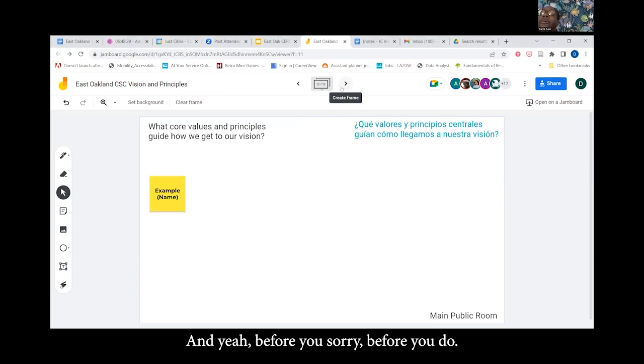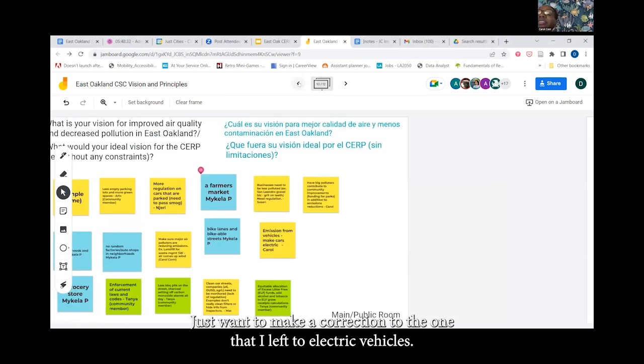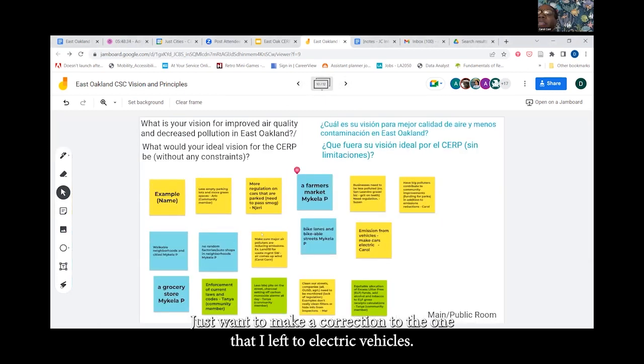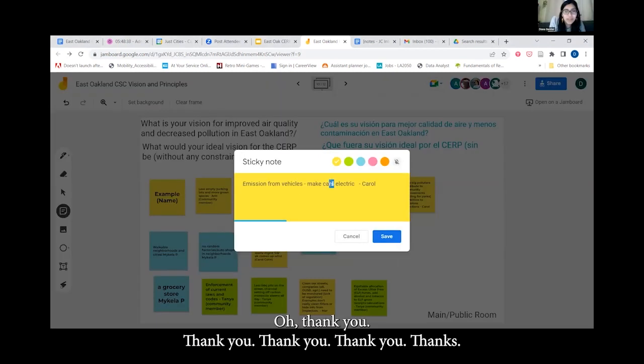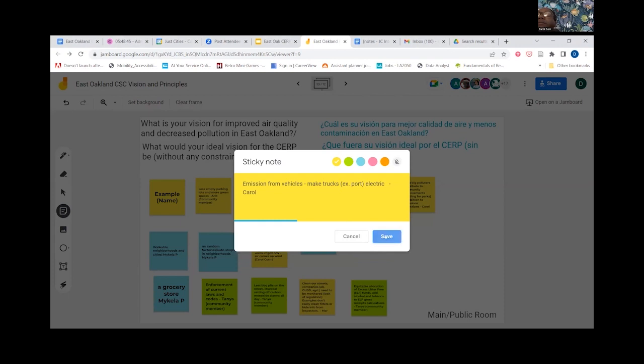Before you do go, I just want to make a correction to the one that I talked about, electric vehicles. I want to not make the cars, but trucks. Thank you. Trucks, an example. You mentioned the port as an example. Got it. Thank you.